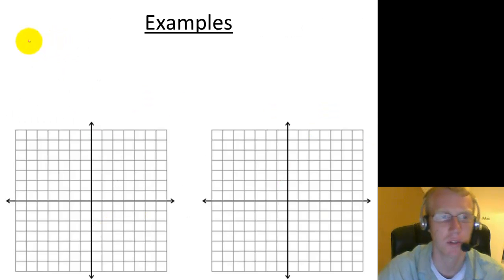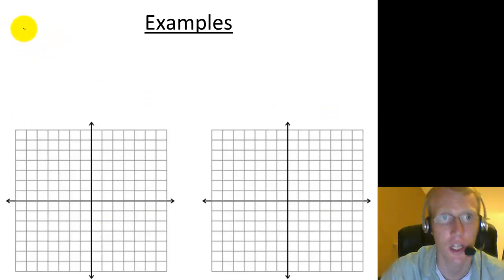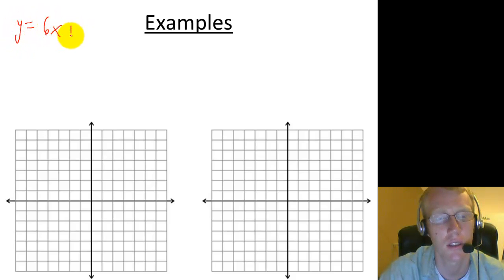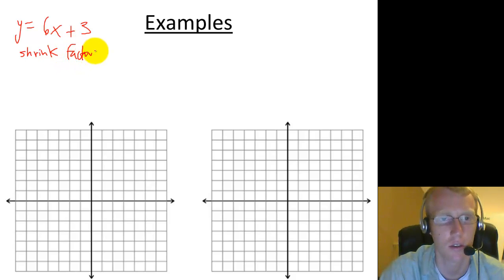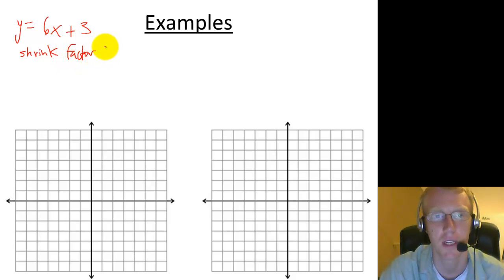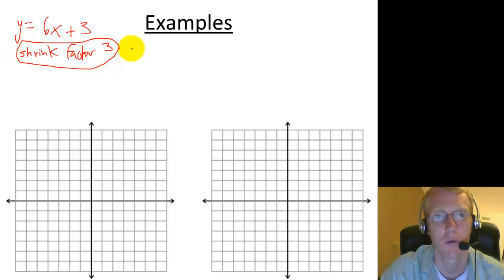Okay, let's do a couple of examples. Again, we'll do a straight line and a parabola. Let's do y equals 6x plus 3, and we'll shrink by a factor of, I guess let's do by a factor of 3. That'll make it easy. So to shrink by a factor of 3, we're going to multiply by 1/3.